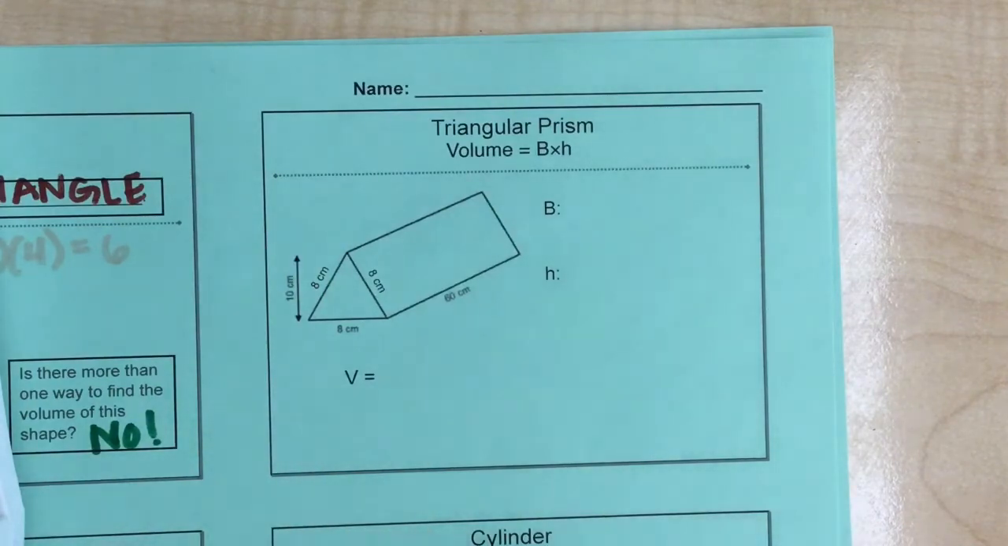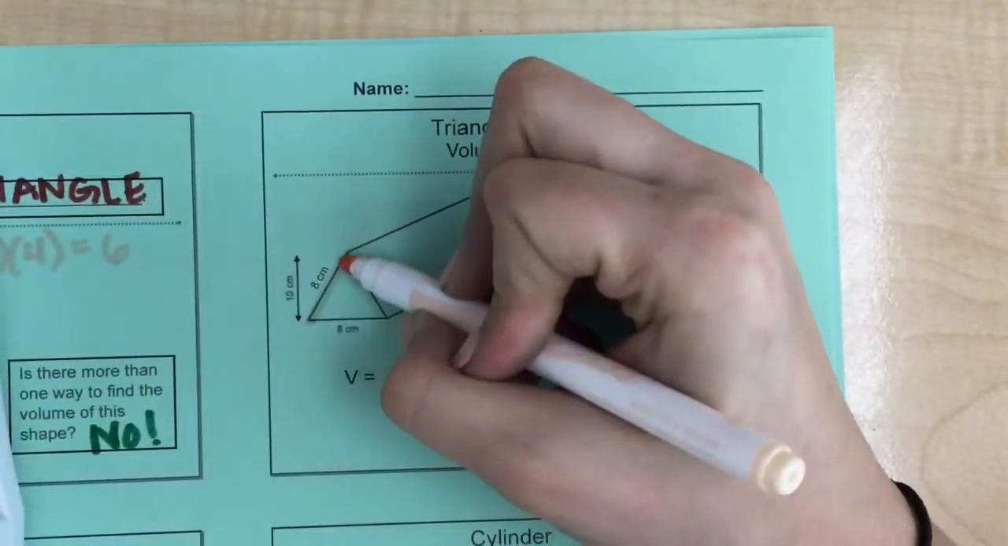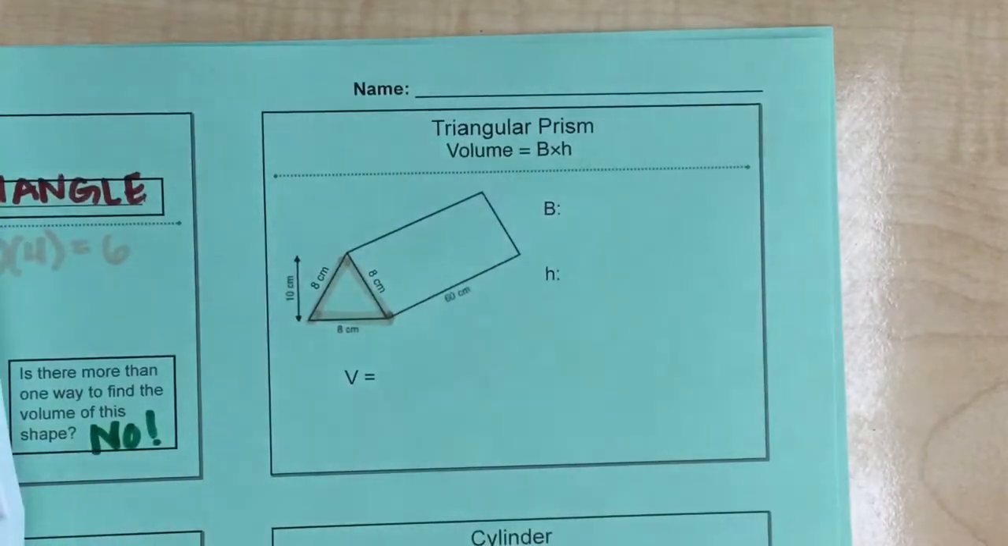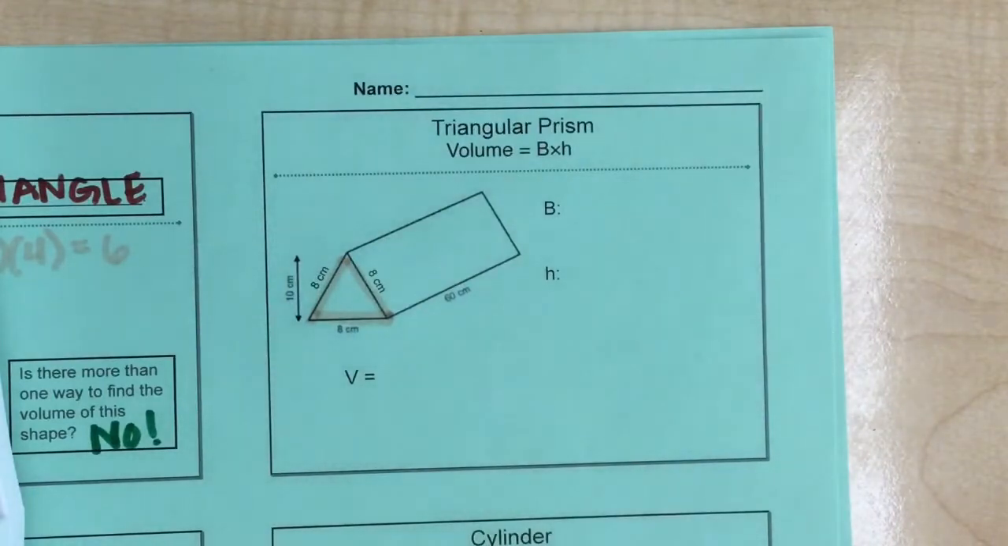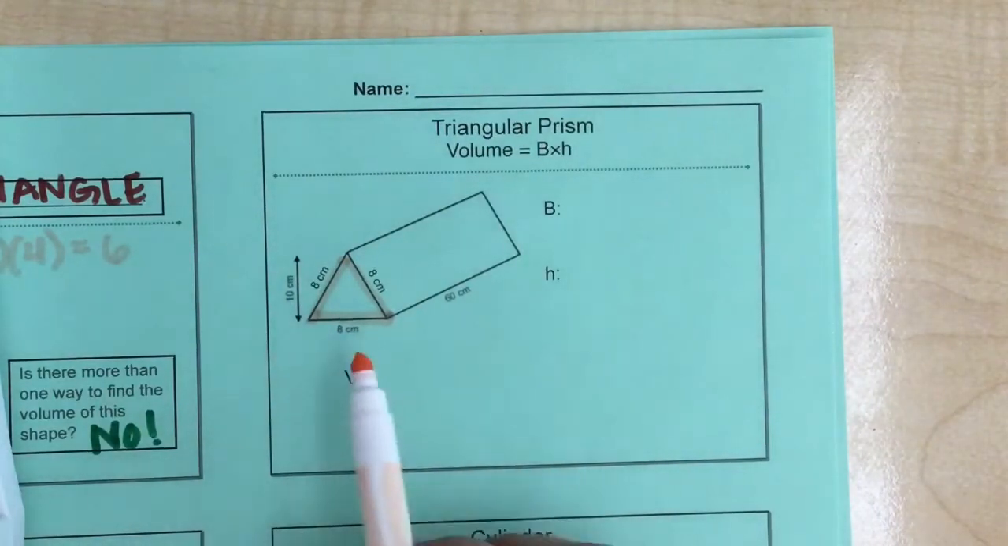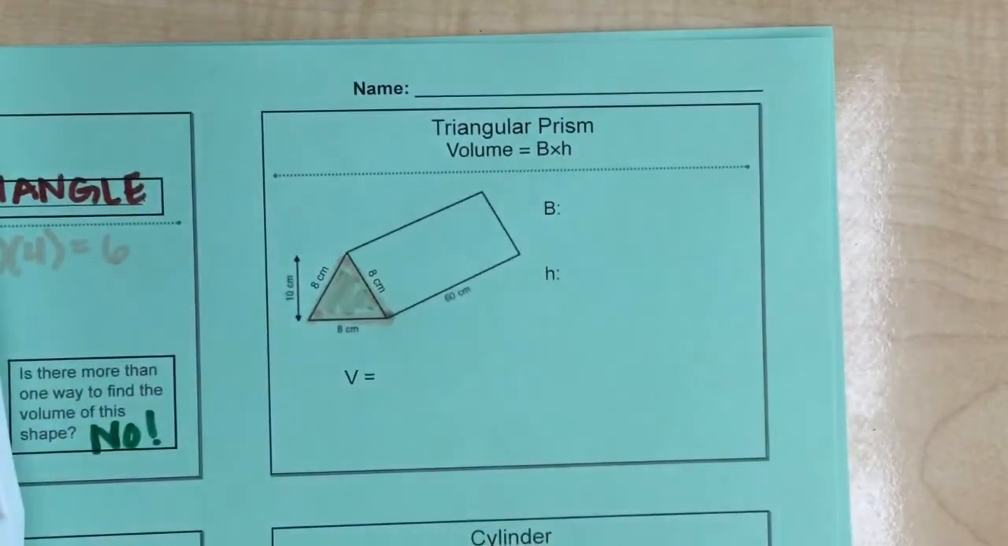So here's one. It's a triangular prism because I see a triangular base. Again, just because it's not sitting on the triangle doesn't mean it's not the base. If I tilted it upward so it was sitting on the triangle, then it would be a lot more obvious. But this is a triangular prism. My base is this triangle here.